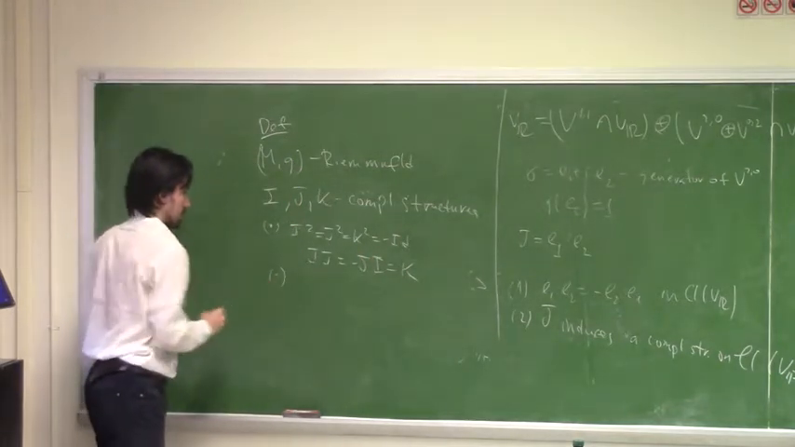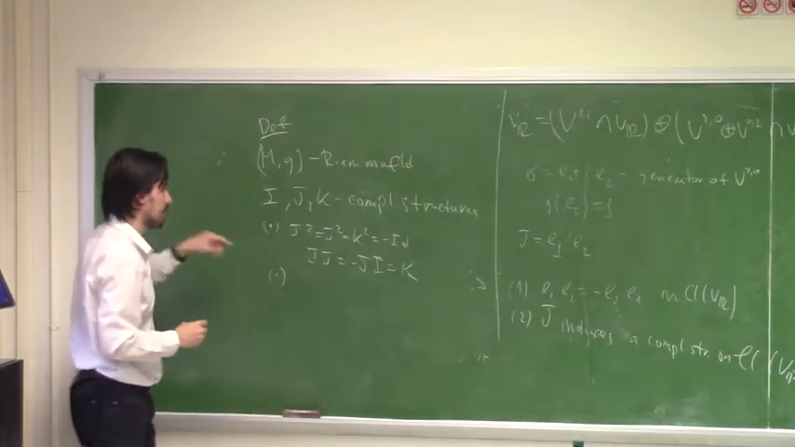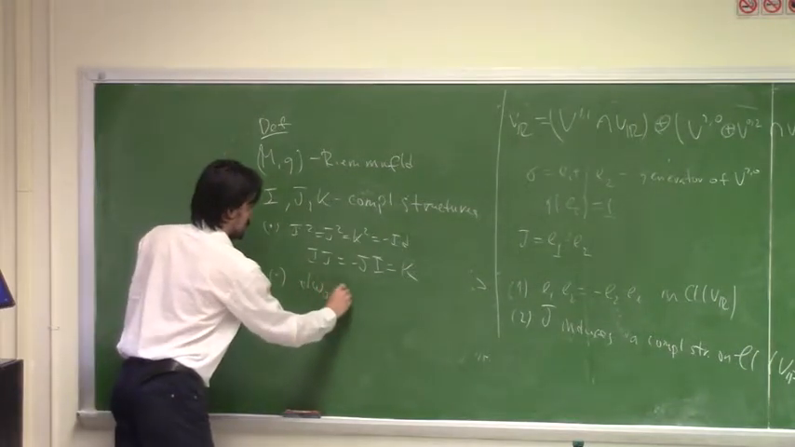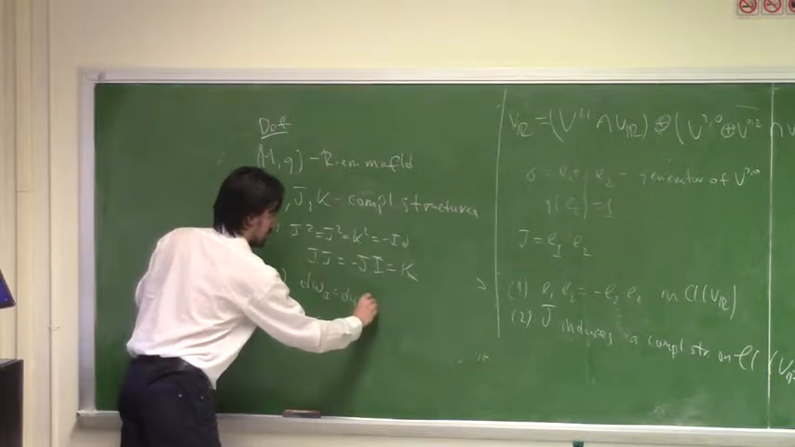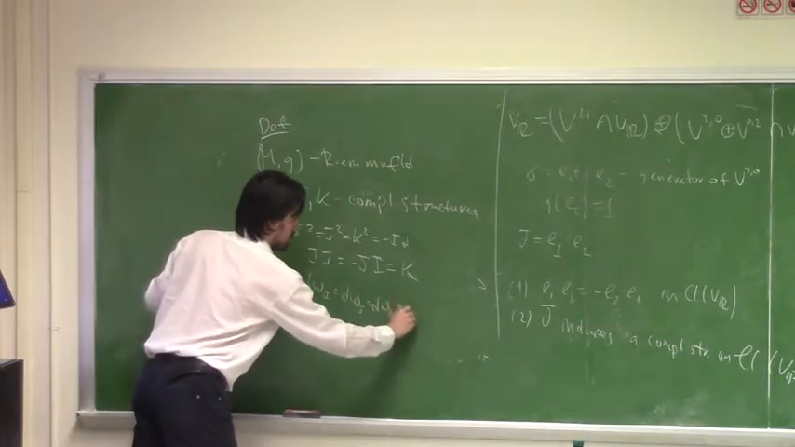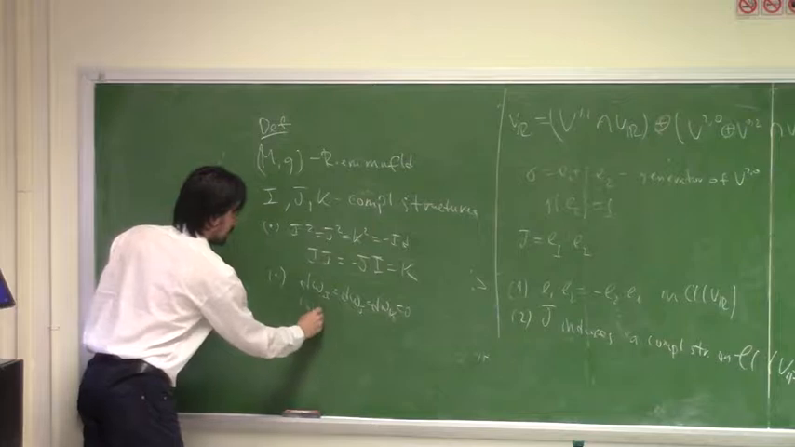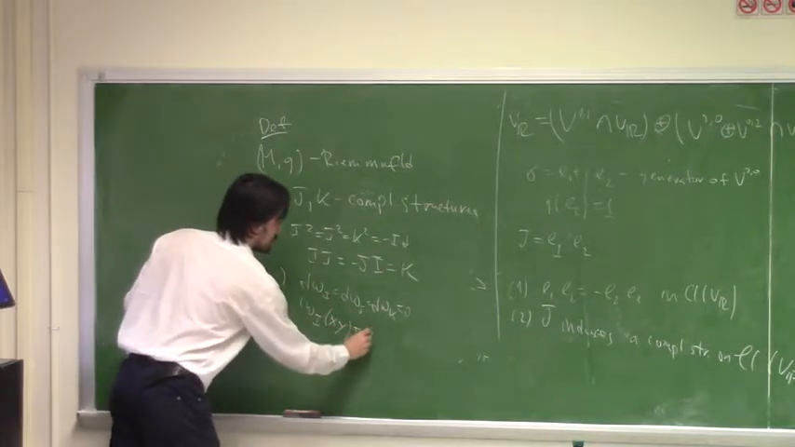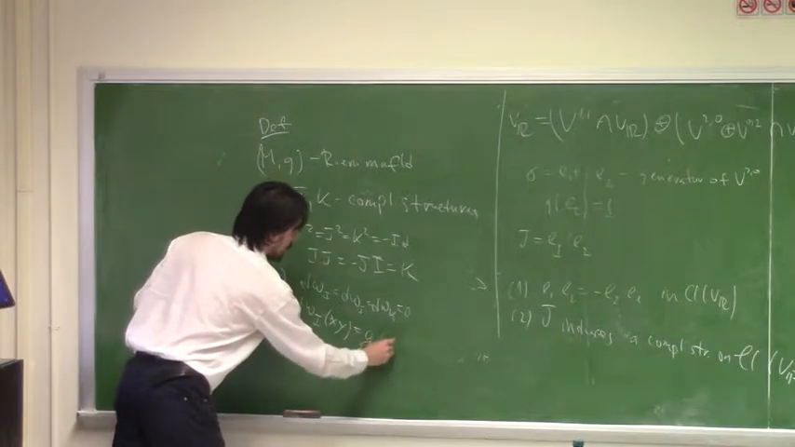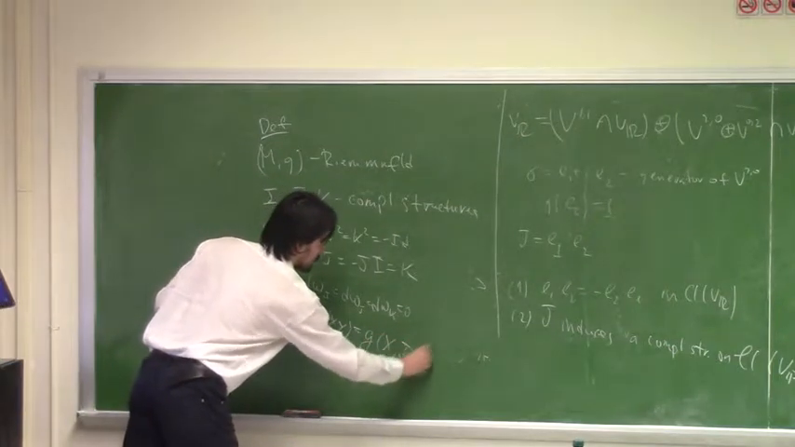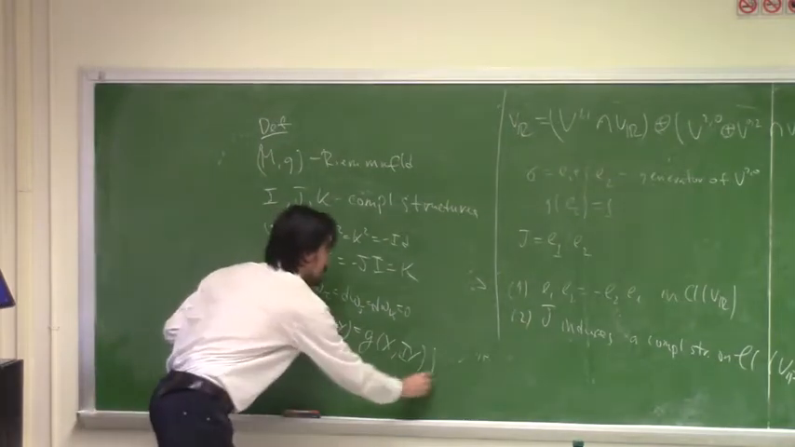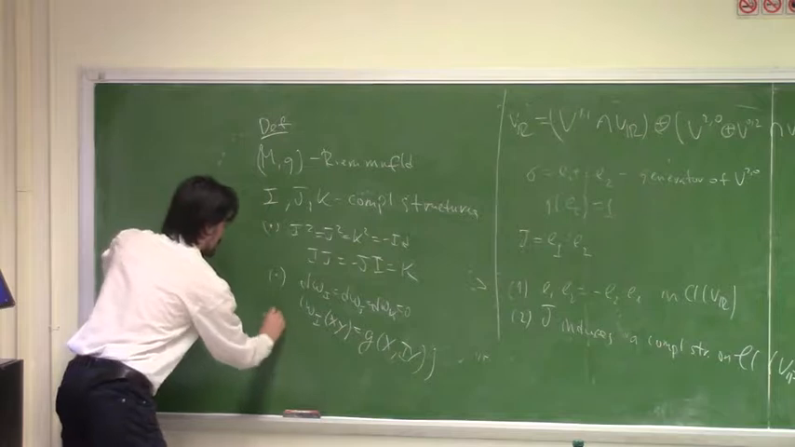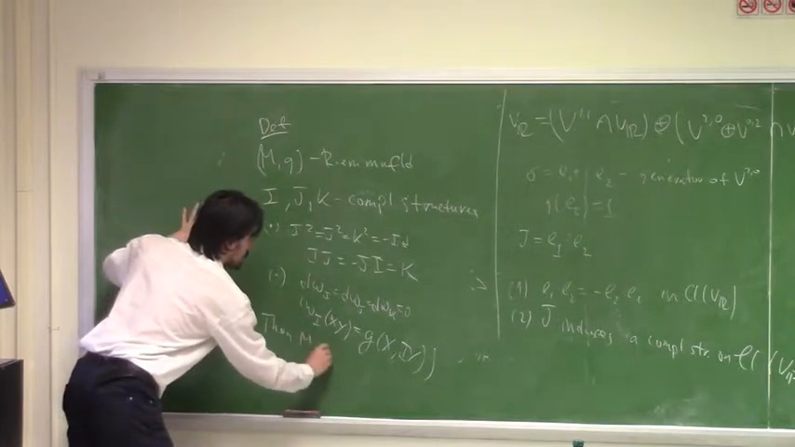And they are compatible with the metric, and the corresponding Kähler forms are closed. So where omega_I is just, for two vectors x, y, g(x, Iy). Okay, so this is when M is called hyperkähler.